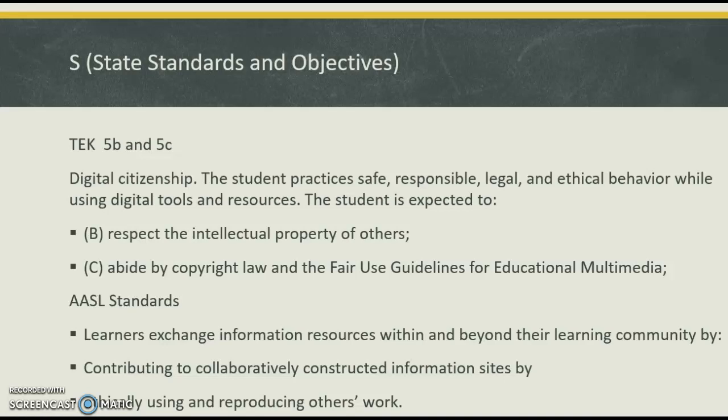The student is expected to B, respect the intellectual property of others, which is what we focus on in this lesson, and C, abide by copyright laws and fair use guidelines for educational multimedia. So we focused a lot on B and C. And then the AASL standard is learners exchange information resources within and beyond their community by contributing to collectively constructed information sites by ethically using and reproducing others' work.